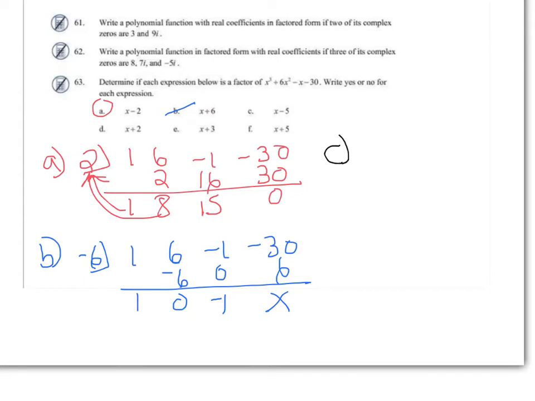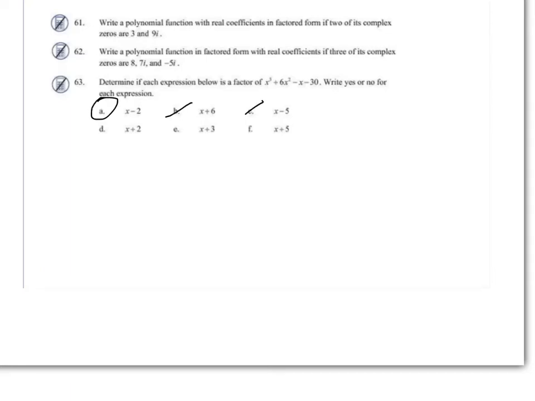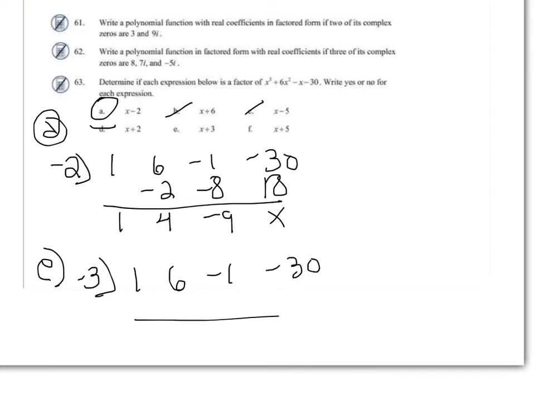For c, x minus 5, so we put 5 in the corner. Multiply and add, multiply and add. That's definitely not going to be 0. Then to do d, I'll put negative 2 in the corner. That's not 0. For e, we put negative 3. And we get a remainder of 0, so that means e is a factor.